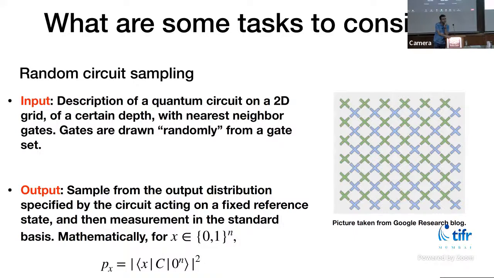The input is given as a 2D grid, and you're told exactly which are the gates, which are connected. A possible gate comes from a fixed constant size set, and for each gate location, you're told which are the inputs and which are the outputs. That's the input, and your output is that you want to sample from this. For the specification, I didn't need the fact that these gates were drawn at random.